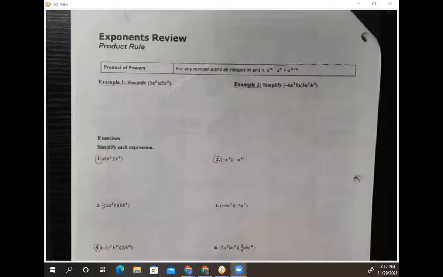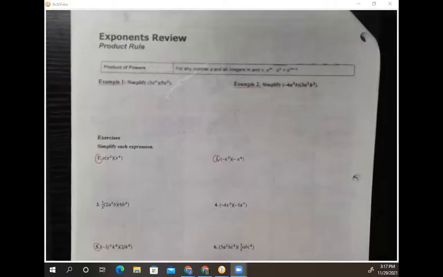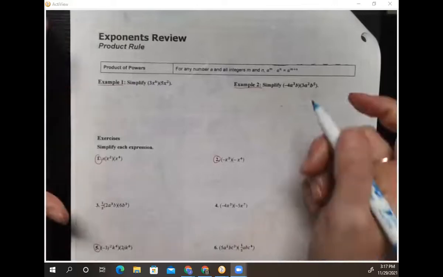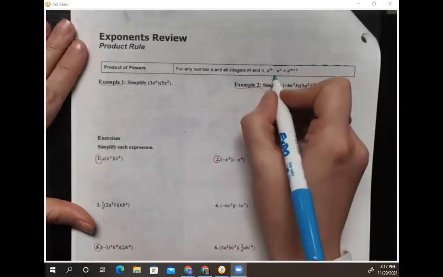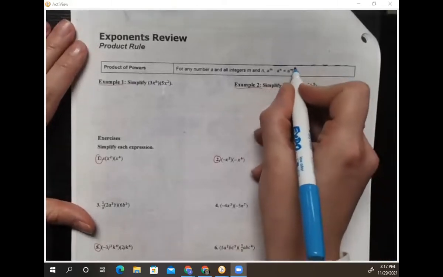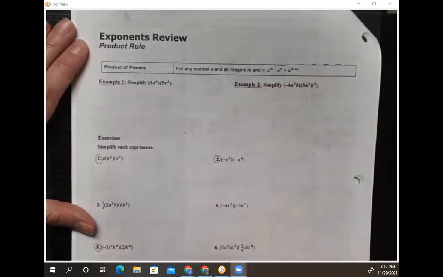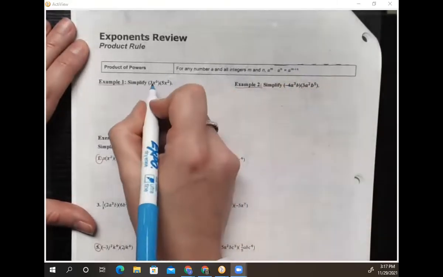Today we are going to review some exponent rules. So we're going to look at how we combine terms that have exponents. The first exponent rule we're going to review is called the product of powers. This just means that if we are multiplying terms that have the same base, like what we see here in our example, A and A, we combine them by adding their exponents. So we're going to look at a few examples on page 8.